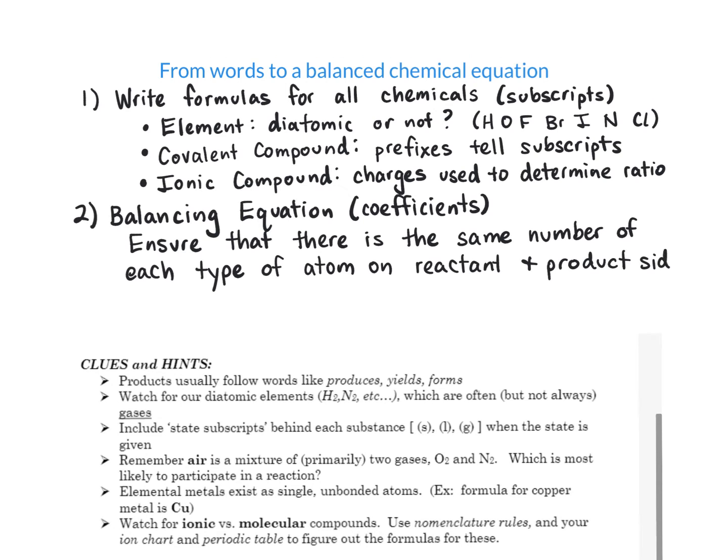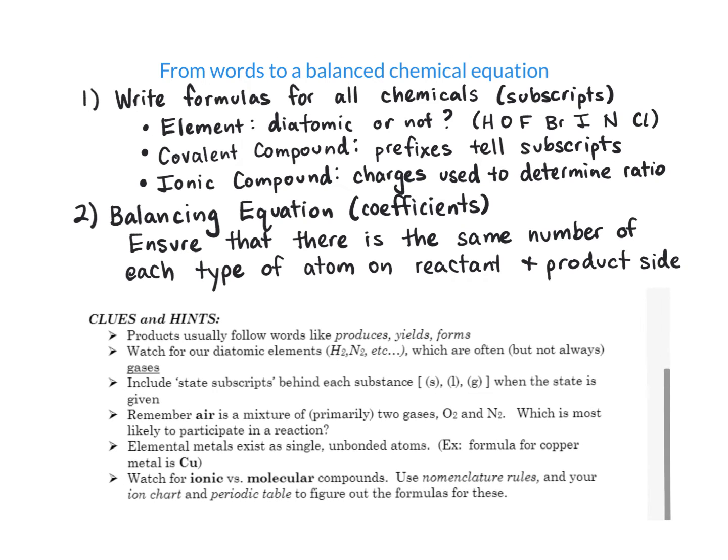So I always say it's very important to keep these two phases of the process separate. You can't use subscripts to try and get the same number of atoms. You can't use coefficients to try and balance charges or write a formula. They're two separate processes, and you've got to think about them separately.